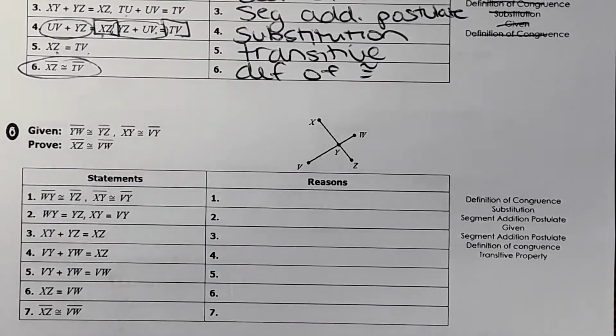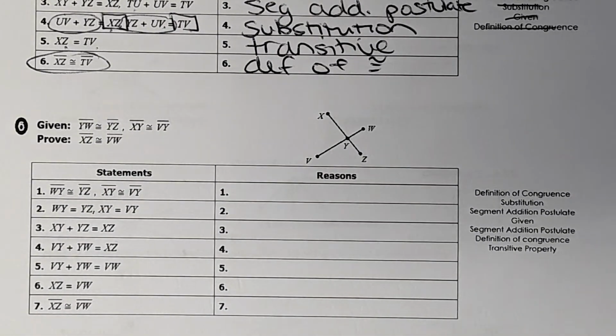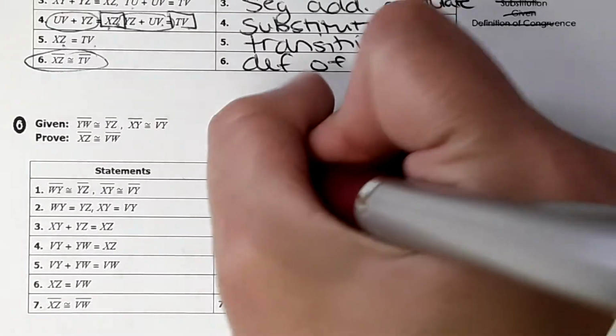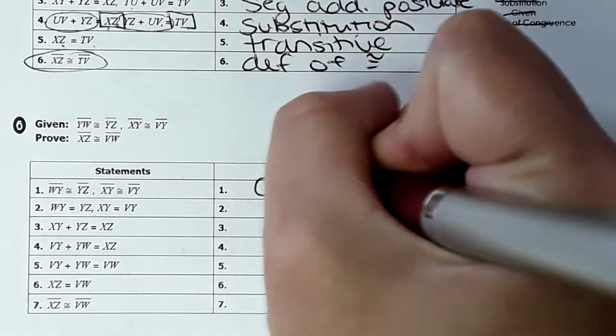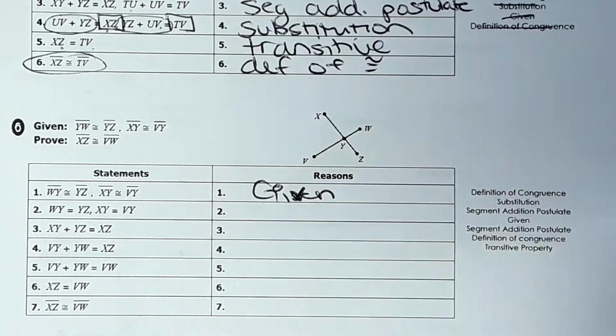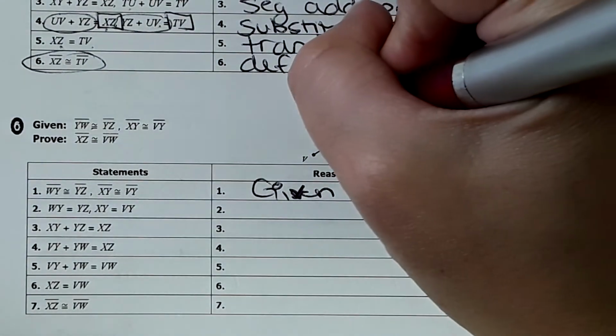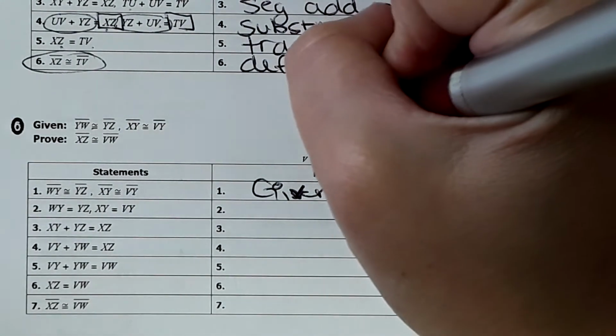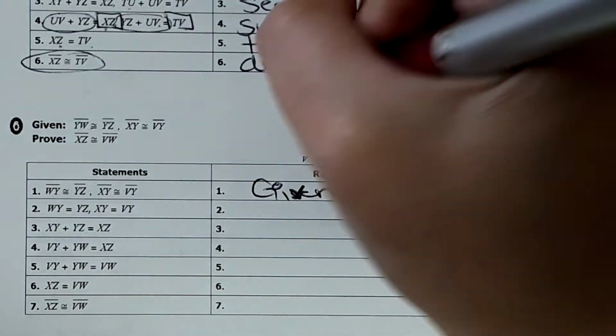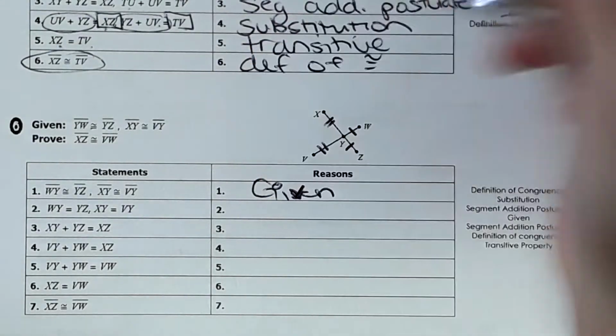Next. Yes, I'm starting to move quickly because I know I'm losing your attention. You guys are getting bored. Okay. Plug in your given. Then looking at what they stated, YW is congruent to YZ, and XY is congruent to VY.